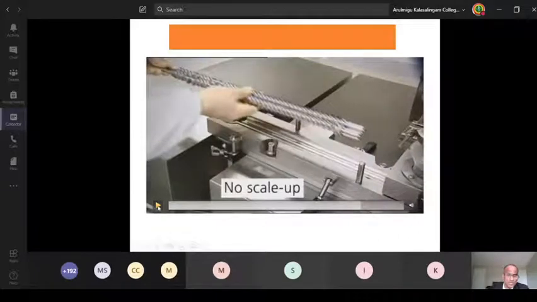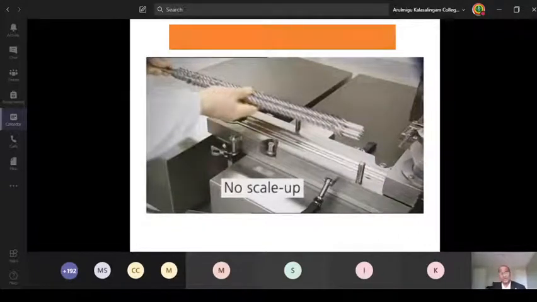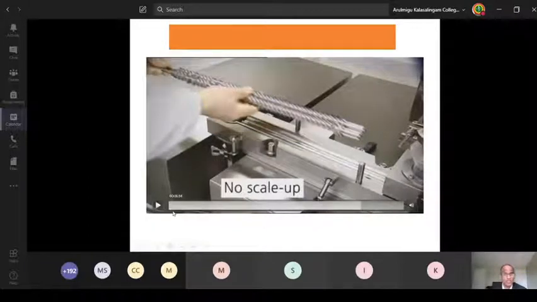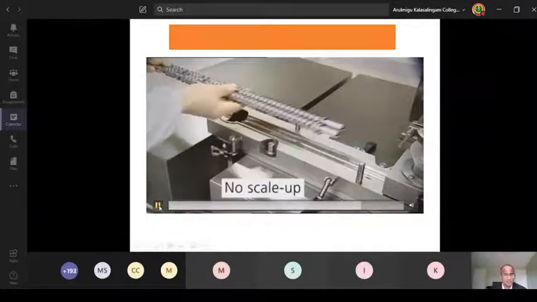Typically here, no scale up is required. Conventionally in R&D activity, you make a 10 kilo batch, then at the commercial level it's maybe 500 kilo or 1000 kilo batches. But in continuous manufacturing, there is no scale up required. It's a continuous process, and multiple steps can be done within a single step.